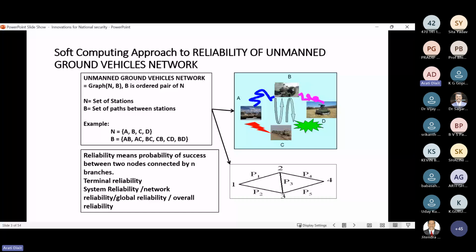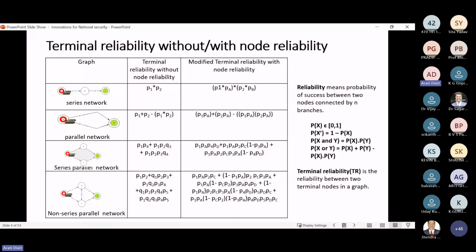So let me give you a brief mathematical background here. I'm not going to go into details because that is not the aim of the talk today. So say we have a network in series or parallel or series parallel or non-series parallel, which is a small chunk of a network. Obviously a big network will be a superset of all these different combinations that we see here. So terminal reliability is the product of the probabilities of the branch reliabilities here, and so on.